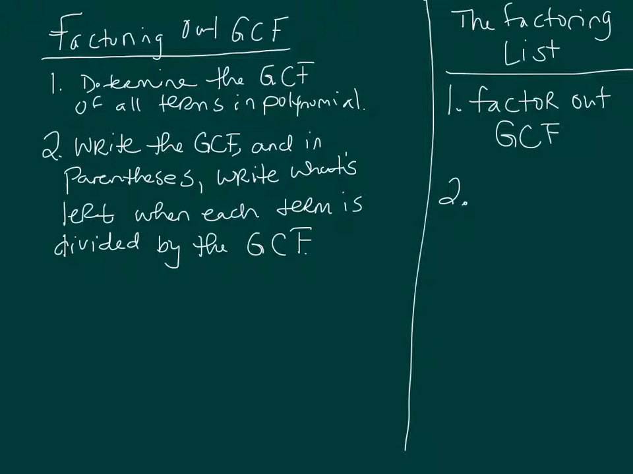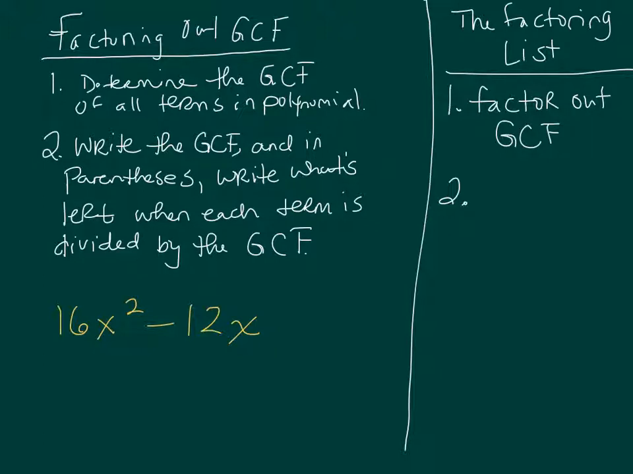The first example I want to look at is 16x squared minus 12x. Okay? Alright, so let's look at this. The first thing I want to do is determine the numerical, or the number part, of the greatest common factor. So what number are 16 and 12 both divisible by? What number will go into both 16 and 12 evenly?